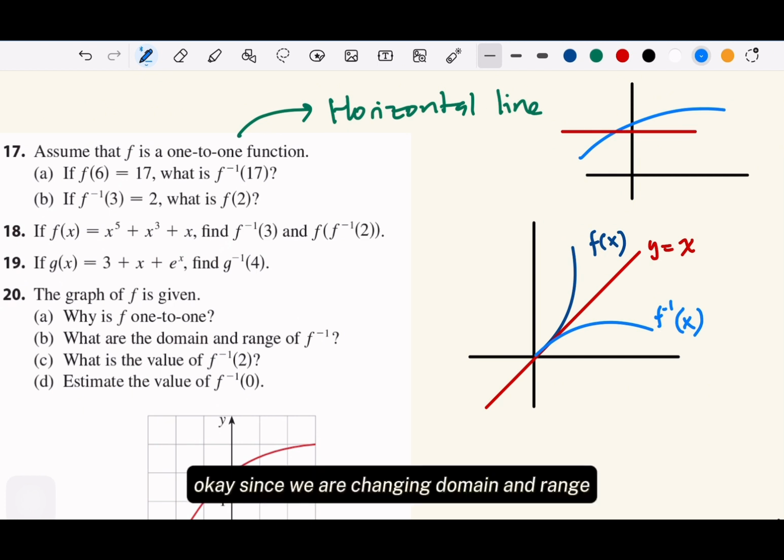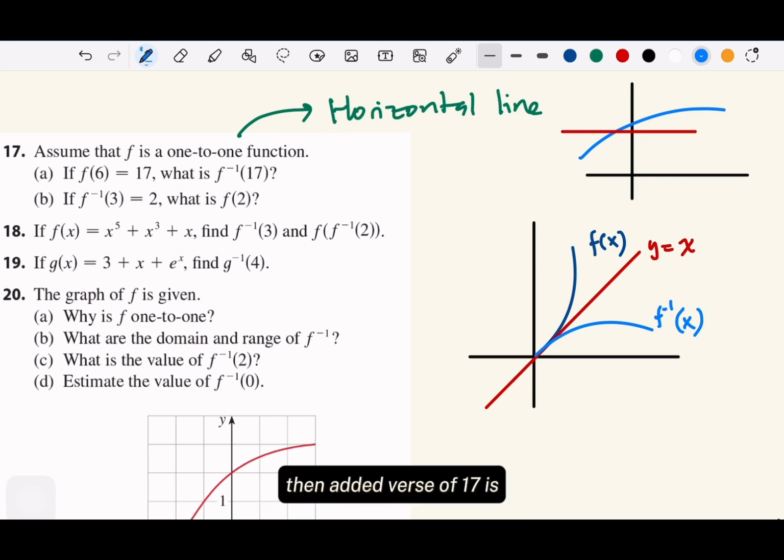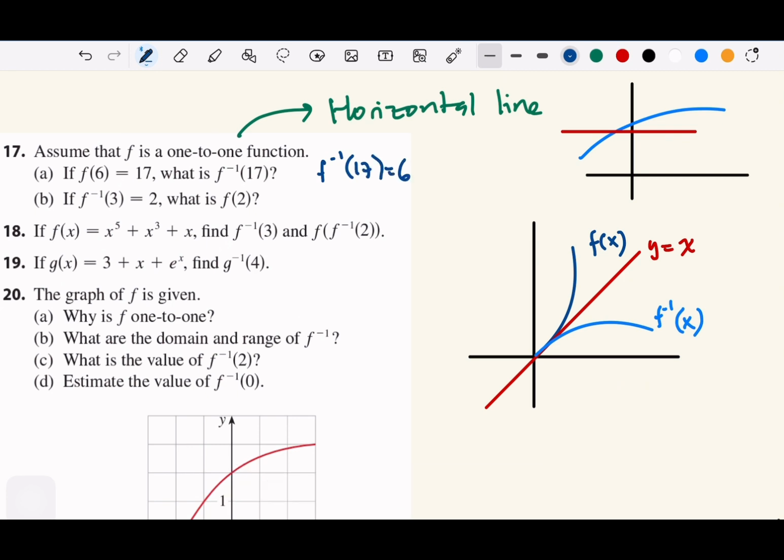Since we are changing domain and range, if we look at number 17, if we have f of 6 equals 17, then f inverse of 17 is 6. So f inverse of 17 is 6. I think it is the same way with number b.